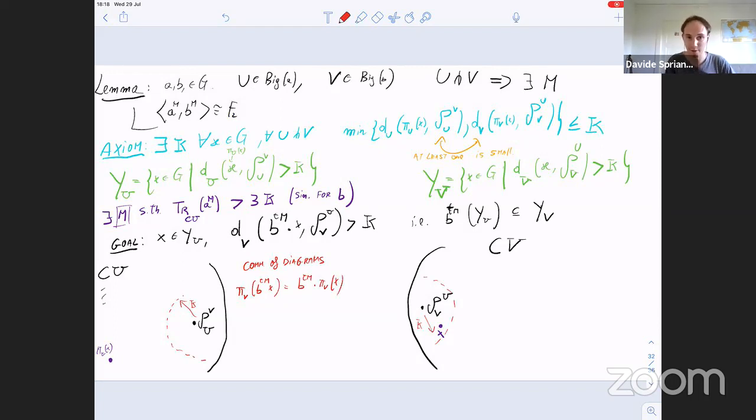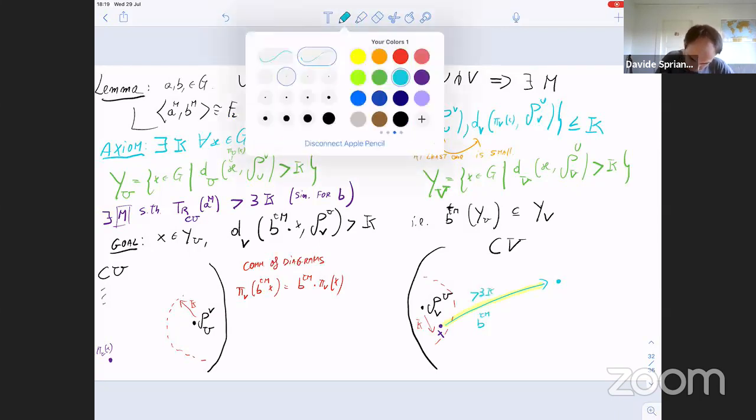This is what the diagram are commuting. So if now I need to know where the projection of b to the m x is on CV, I can just take x and then I act via b to the m, and this goes to some point. But the interesting part is that this distance here needs to be more than 3k.